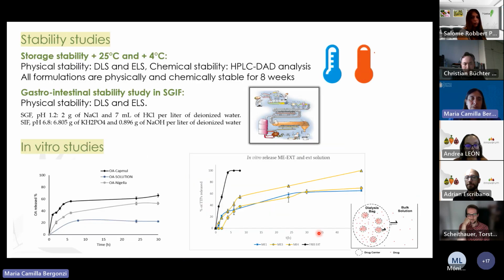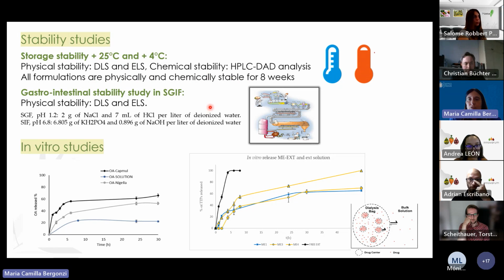We characterized the macroemulsions by dynamic light scattering, microscopic techniques and chromatographic techniques, to evaluate the size of the droplets of the inner phase, the homogeneity of the system, and also the load capacity of the formulation. And then we also performed a stability study. Stability of the formulations over time is very important for market applications. We studied the stability of the macroemulsions at 25 degrees centigrade and 4 degrees centigrade, and we evaluated the physical and the chemical stability. All formulations resulted stable for 8 weeks.